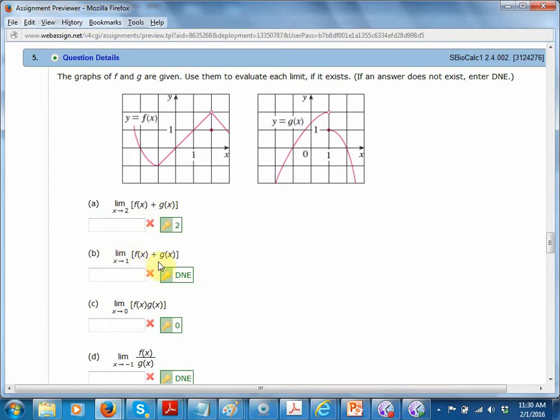The limit as x approaches 1 of the sum. Well, that does not exist. I just did that in my work. I showed you that right at 1, there's a problem. The limit from the right doesn't equal the limit from the left, so it doesn't exist. So I can add anything I wanted to it. It's still not going to exist. So this is why this is a does not exist.